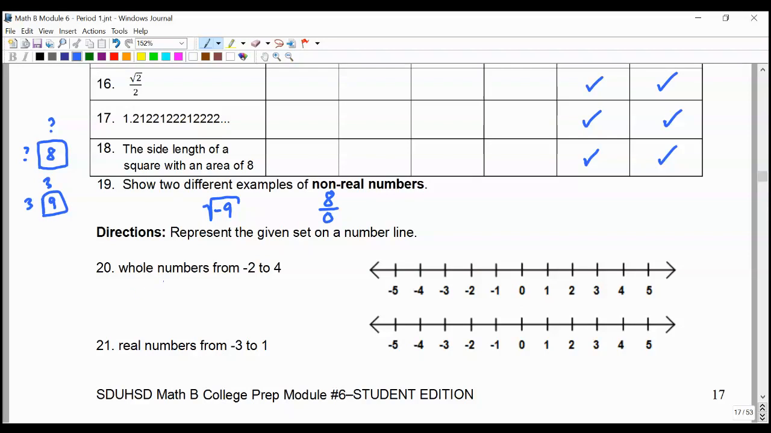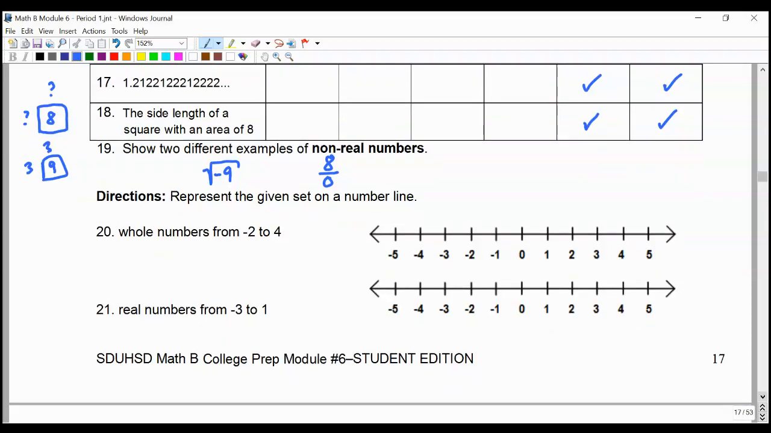Last thing is we're going to go to our number line, and we're going to do kind of what we did in module 1, where we're going to put dots on here or shade them in and do open or closed circle to represent the numbers. It'll make more sense as we look at this first one. It says we're going to represent whole numbers. So whole numbers were 0, 1, 2, 3, from negative 2 to 4. So from negative 2 to 4, well, this is a trick question because whole numbers don't exist in negatives.